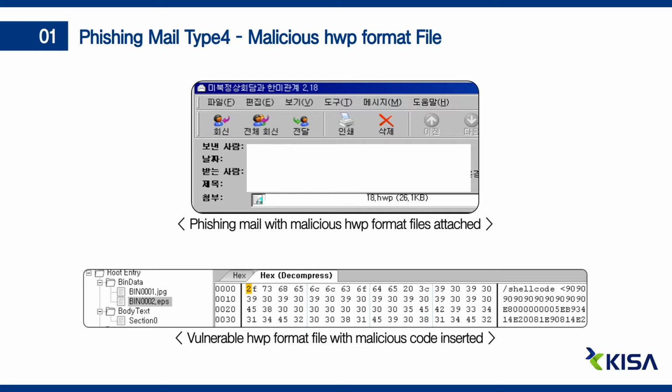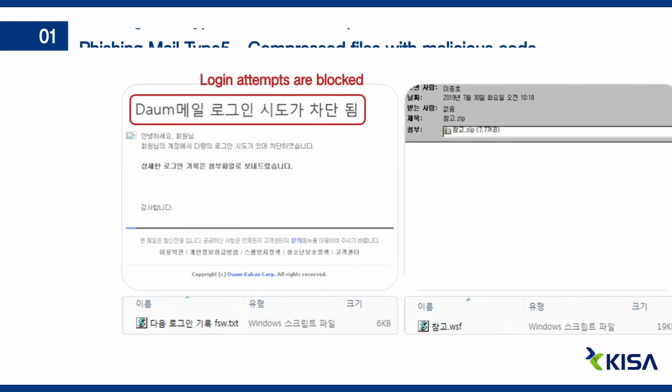Therefore, you must make sure that the mail sender and the content are normal before opening the attached files. If you always use the latest version for programs that read PC documents, you can avoid malware infection even if you accidentally run malicious files.